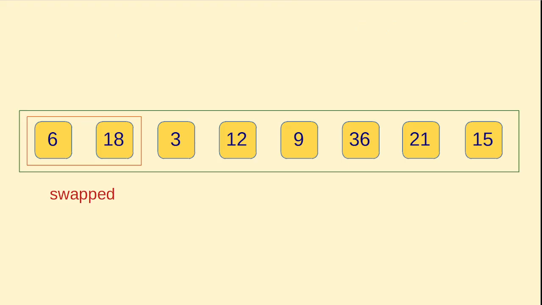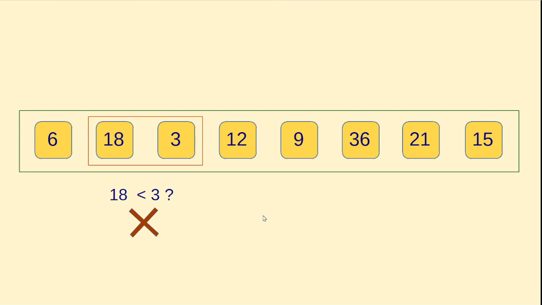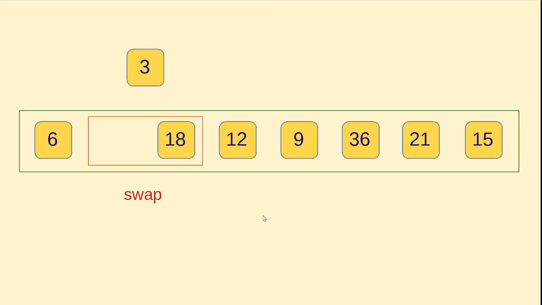Now after this, our attention moves to the next pair of elements, 18 and 3, and again we follow the same process. We compare the elements and see whether this comparison turns out to be true or false. In this case it is false, and the action we take is swap again. After swapping, the larger element is placed after the smaller element, 18 after 3.